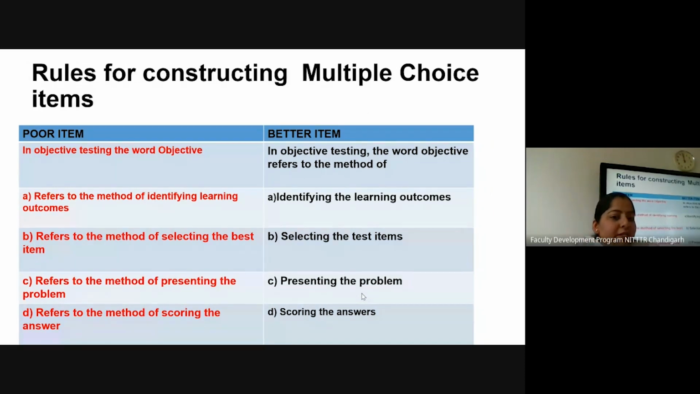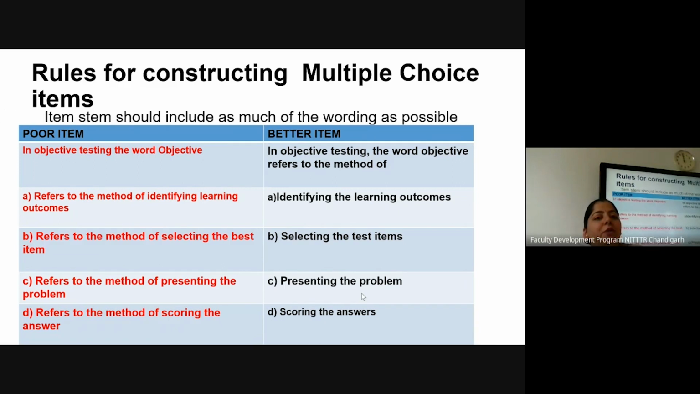In objective test, the word objective refers to the method. In all four options, it is written as "refers to the method." We can simply shift it into the stem itself. Each item should include as much of the wording as possible.